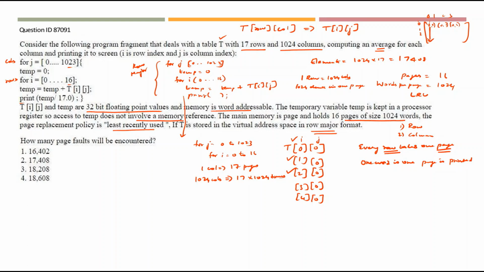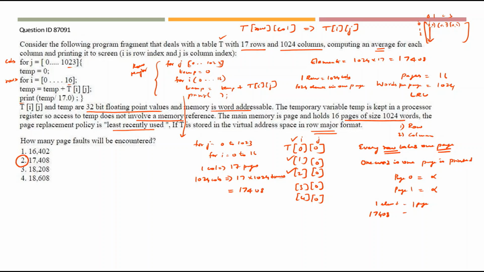Why they have mentioned least recently used is, if I take page 0, am I printing everything from page 0? No. When I take page 1, am I printing everything from page 1? No. For printing one element, I refer to one page. So for printing 17,408 elements, I have to reference a page every time. It means the number of page faults will be 17 into 1024, which is equal to 17,408. Option number 2 will be the right answer.